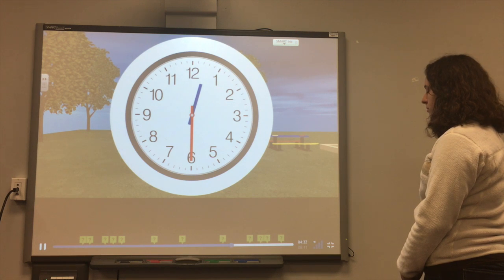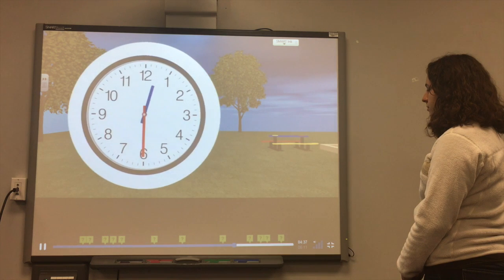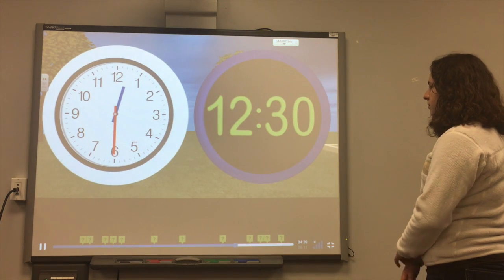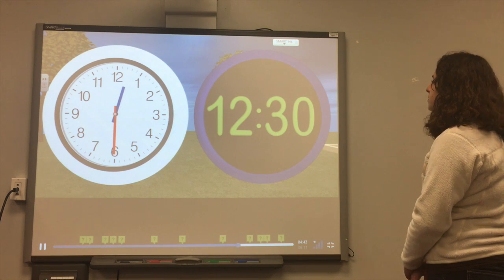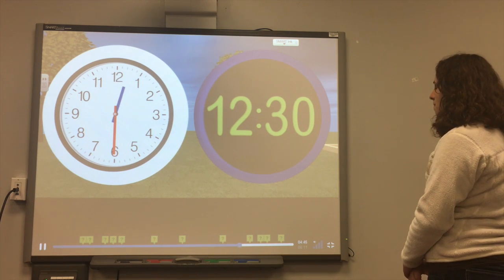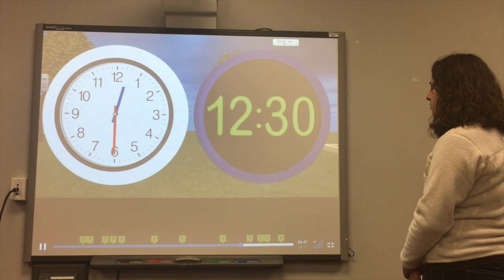If we wanted to write this time, what would it look like? You would write it like you see it on this digital clock. 12 is the hour on the left and 30 minutes is on the right. The time is 12:30.